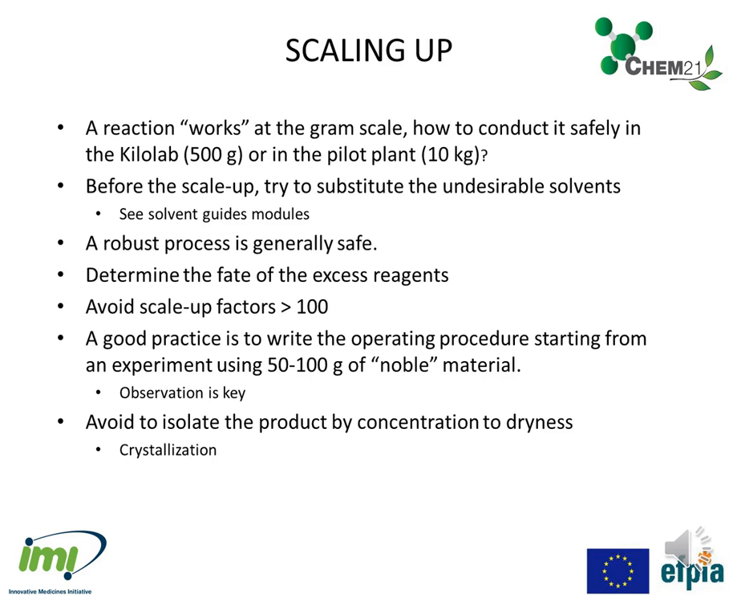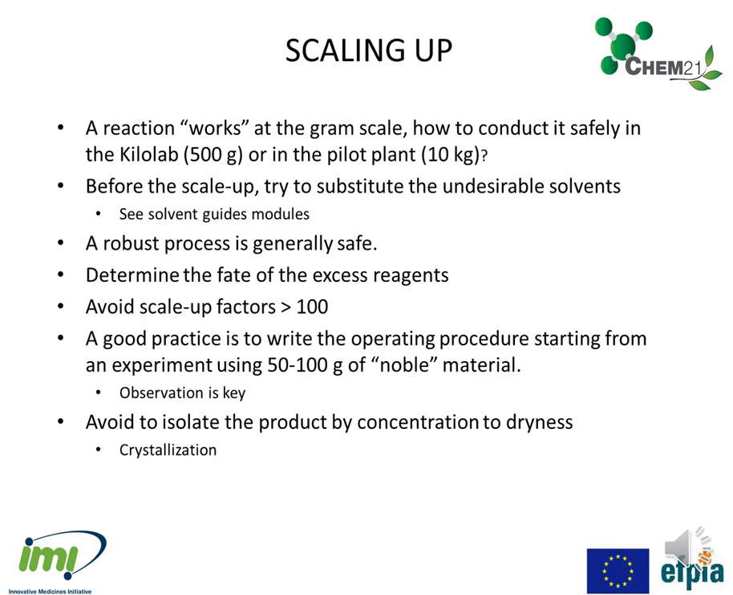Optimize the process and check its reliability. A robust process is generally safe. Determine the fate of reagents in excess. They might give hazardous side reactions downstream. Avoid scale-up factors higher than 100. Intermediate scale-up permits to better detect exothermic phenomena or delayed reactions or crystallizations.